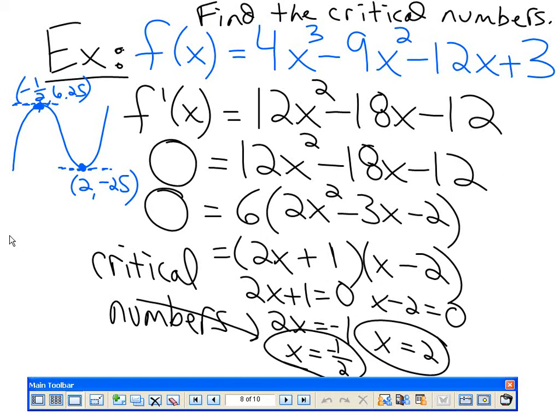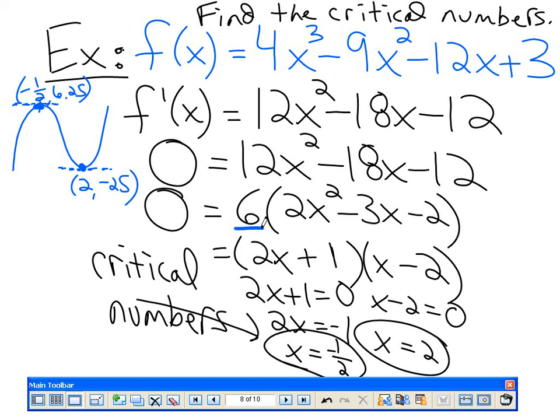All right, so find the critical numbers. We start off with f of x equals 4x cubed, and so on, that function there. And we just have to take the derivative. So I found the derivative using the power rule. And then I set it equal to 0. We're trying to figure out where the first derivative equals 0. And then I factored out a 6. That's always a nice idea: factor out a number if you can. Make the number smaller, and then you can factor it really nicely. Set your factors equal to 0. And those are your critical numbers.